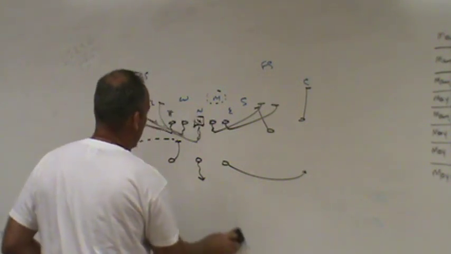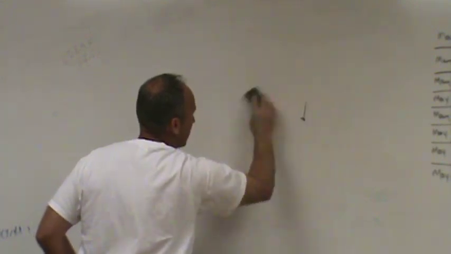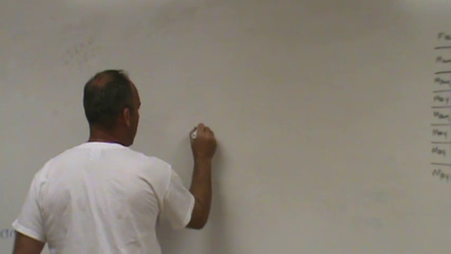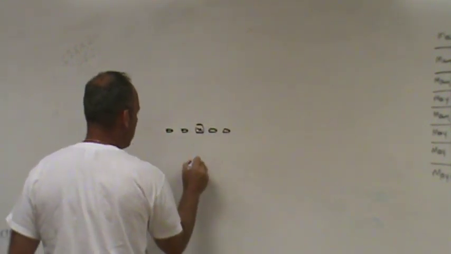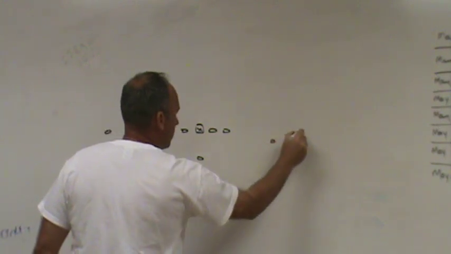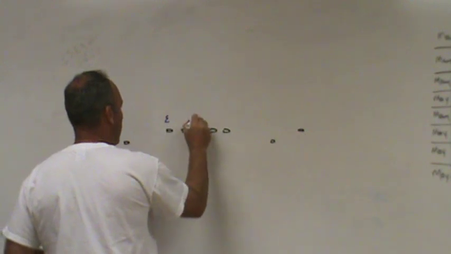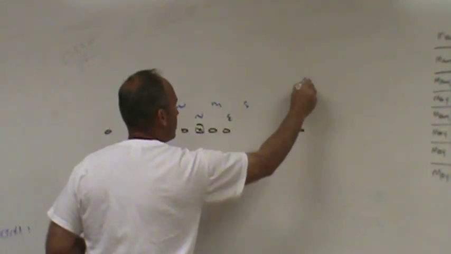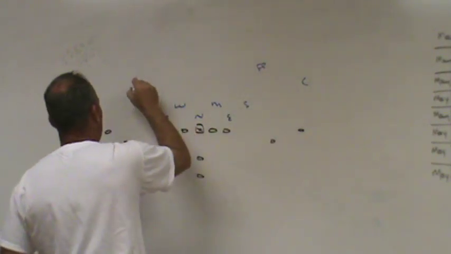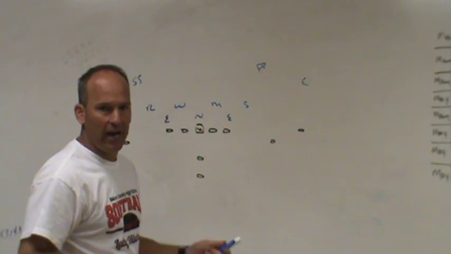I refer to it as a tunnel screen, and the reason I do that is because we do it out of 2x2, and we actually bring the receiver back down inside a little bit. So we'll do the same theory. We'll be in 2x2, and it'll be the same type theory where we're going to get something going on the front side. So we'll have something generated on the front side, and then on the back side, we're going to set up a tunnel.